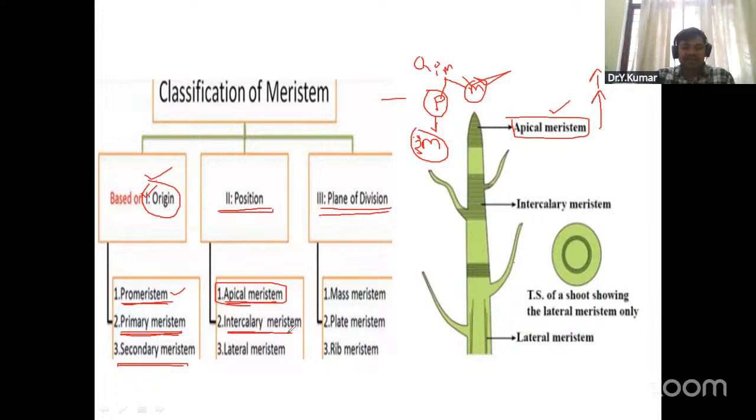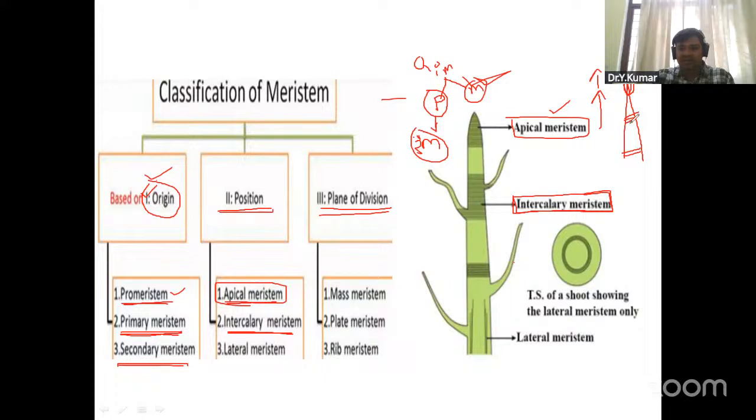Next, intercalary meristem. This intercalary meristem is located at the nodes and internodes region. It is mainly present in the grass family. For example, this is the stem, this is a node, this is an internode, and this is the apical part. If the meristem is present in the apical position, it is called apical meristem, and it is involved in linear growth, right?